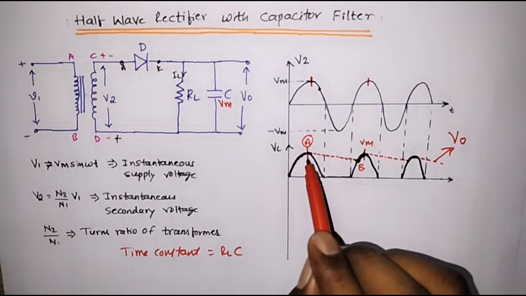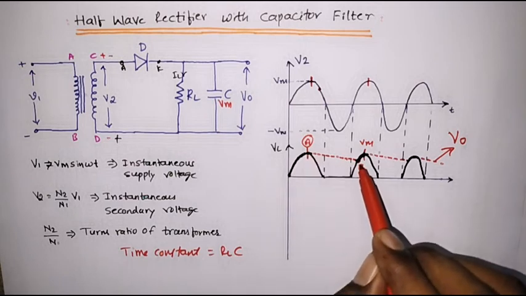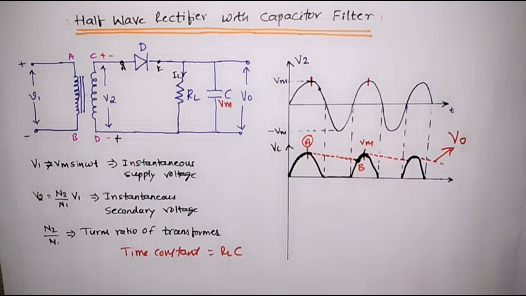So the time from A to B is known as the discharging time of the capacitor. From here to here the capacitor will charge.